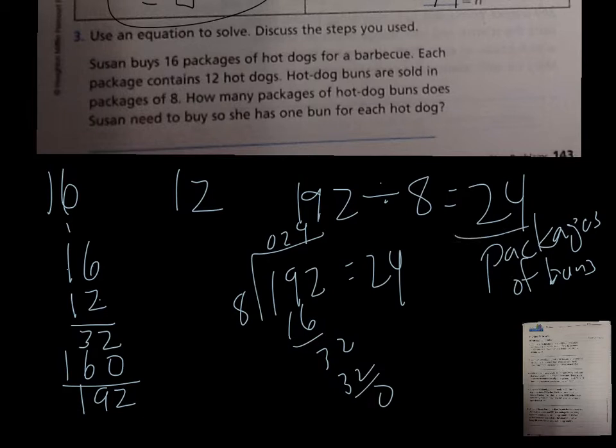Because in 24 packages, there are 8 buns in each package. 8 times 24 will give you 192, and 192 is the total number of hot dogs you found.